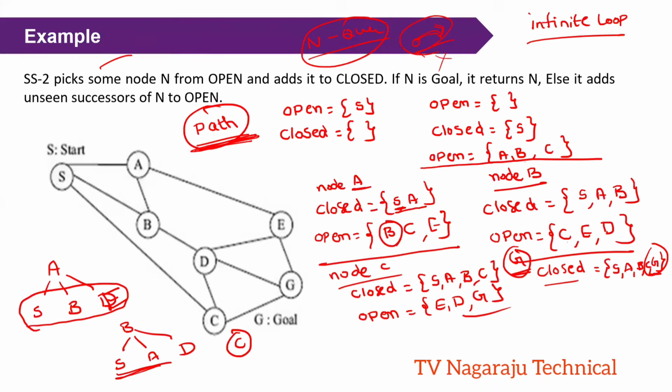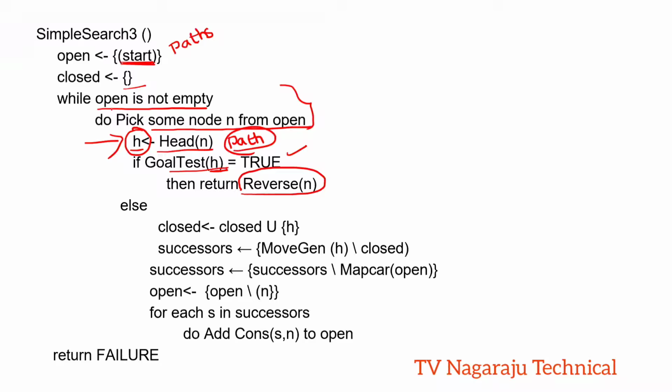Suppose this is the function, how am I writing S to A? I am not writing this. Suppose the neighbor to A, I am writing E, A, S. If you are reversing, then only you are getting the correct path. You got my point? So always we are writing the path in backward direction. That means we are writing from goal state to start state. If you want the correct answer, you need to reverse.